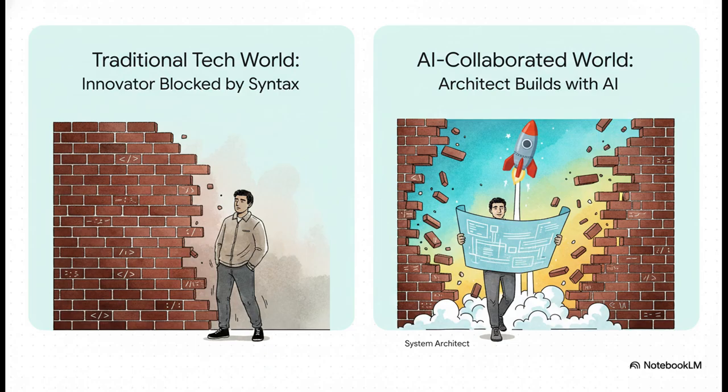And this right here shows the massive shift that's happening. In the old world, the traditional tech world, the coder was the builder. Simple as that. Your idea was basically held hostage by someone's ability to translate it into code. But in this new AI-collaborated world, that barrier's just gone. The power has shifted. The builder isn't the coder anymore. The builder is the system architect, the person with the actual vision.